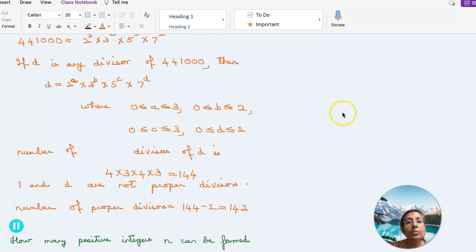Now we need to find the number of proper divisors. 1 and D are not proper divisors. So number of proper divisors is 144 minus 2, which is 142.